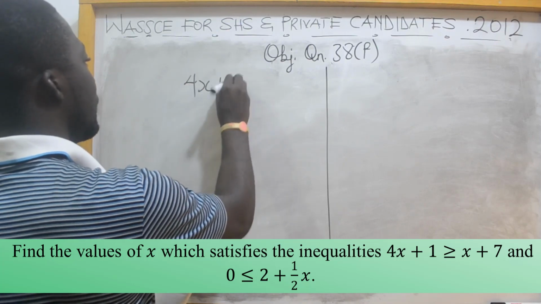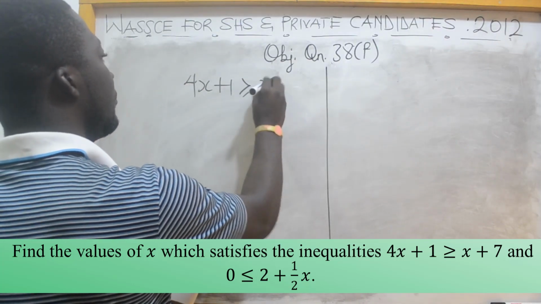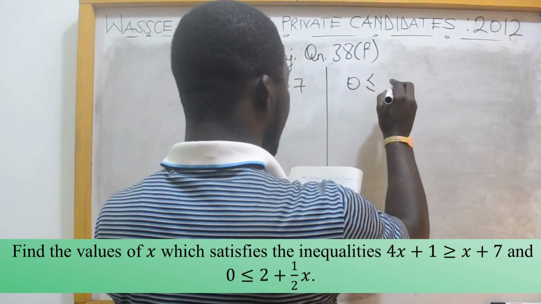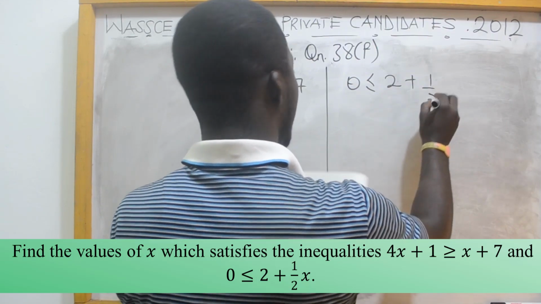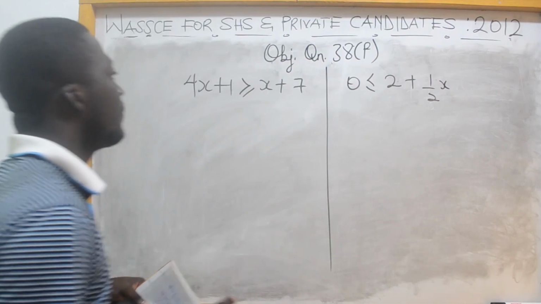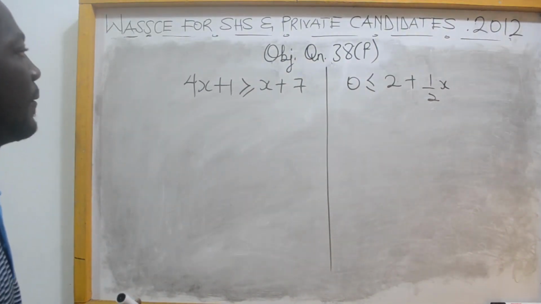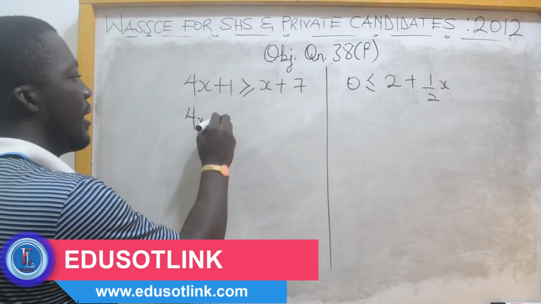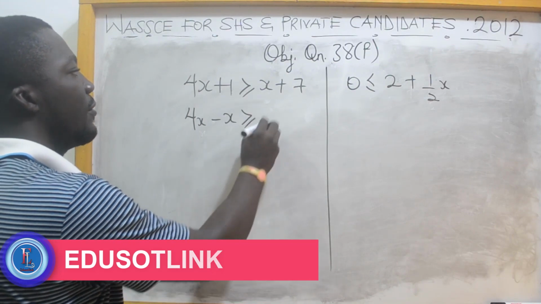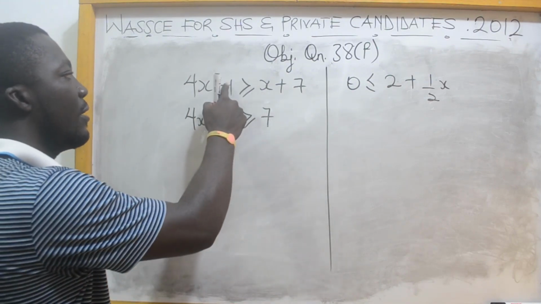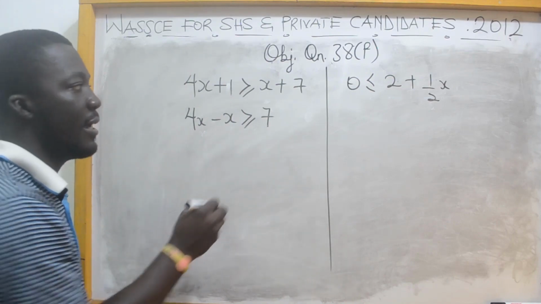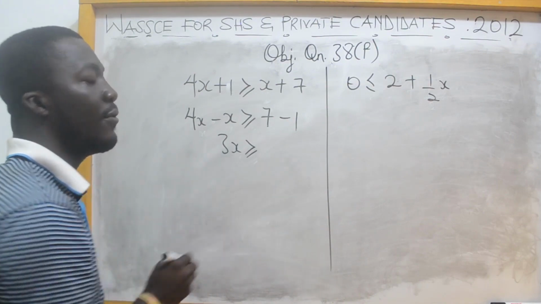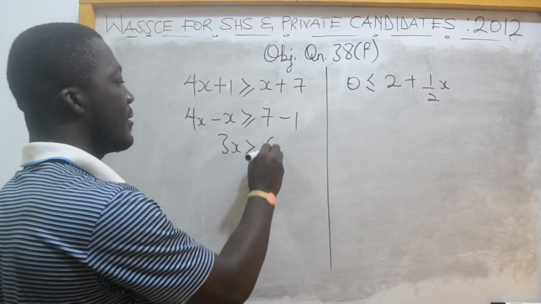One of the inequalities is 4x plus 1 greater or equal to x plus 7. The other one is 0 less or equal to 2 plus half x. So let's try to make x the subject. So 4x, this x will be transposed to the left hand side, so negative x greater or equal to 7. Then the positive 1 will be transposed to the right hand side, getting negative 1.